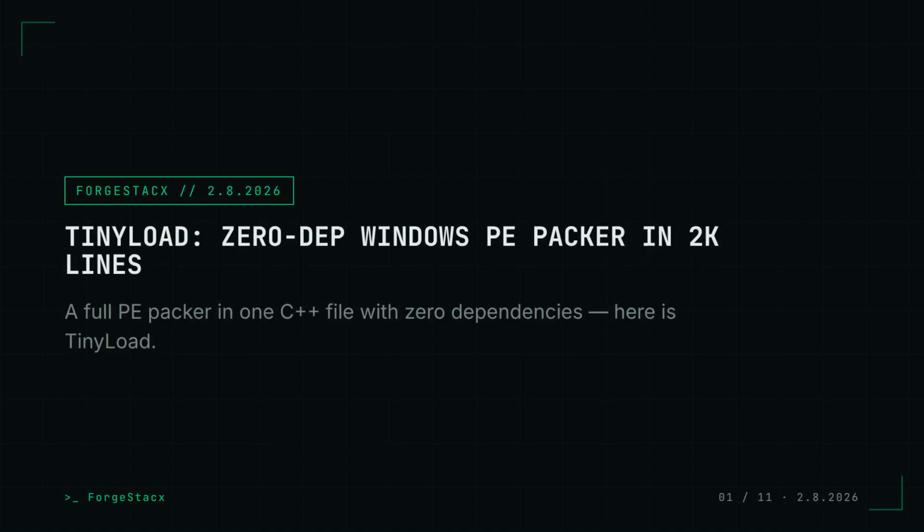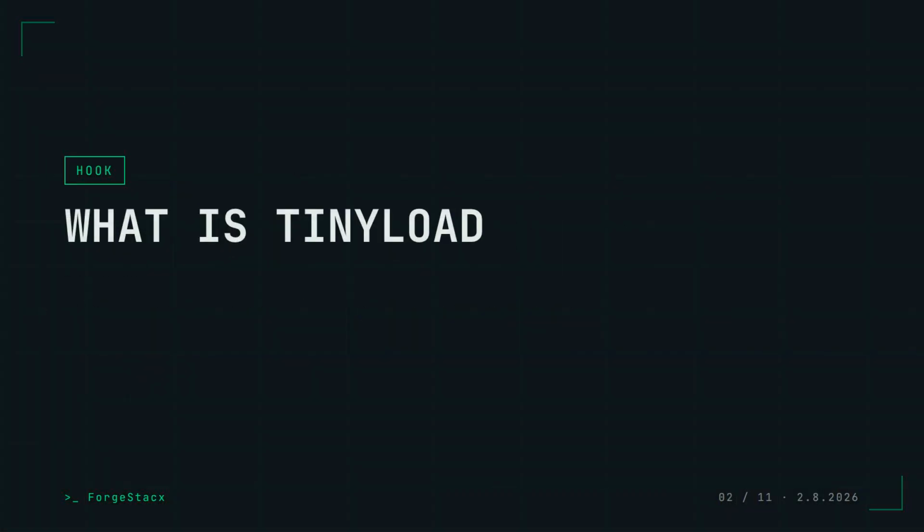A full PE packer in one C++ file with 0 dependencies. Here is TinyLoad. TinyLoad is a Windows PE packer encryptor for x64 executables, written entirely in a single C++ file with 0 external dependencies. The current version is 7.2, and the project is actively maintained.